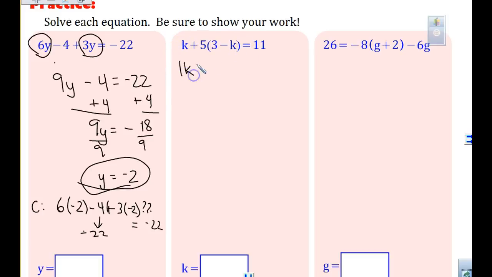15 minus 5k equals 11. I would like you guys to do the problem from there. You can check with your shoulder partner.